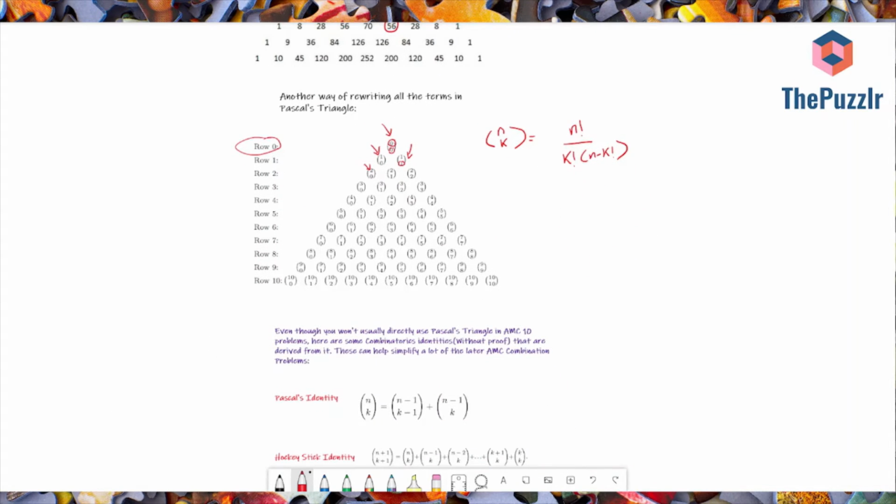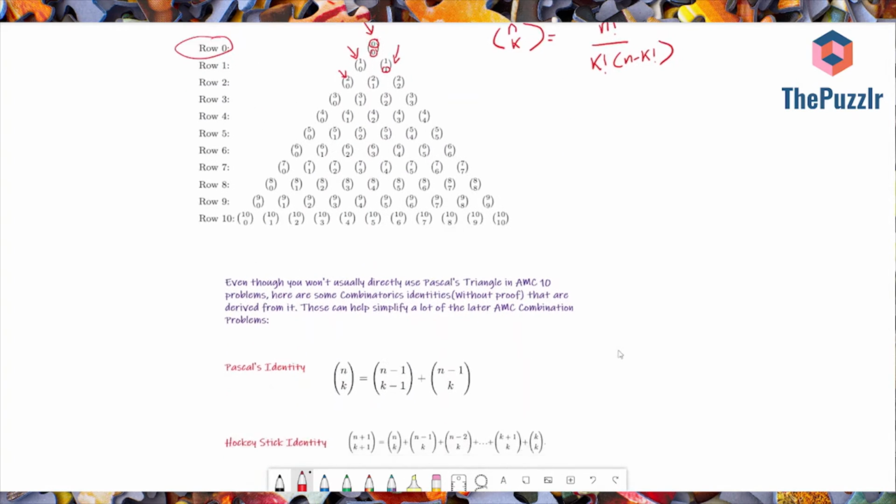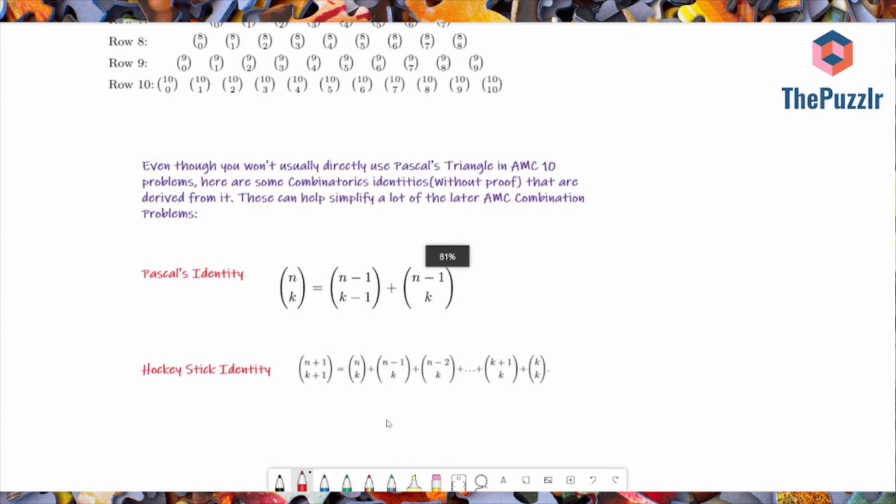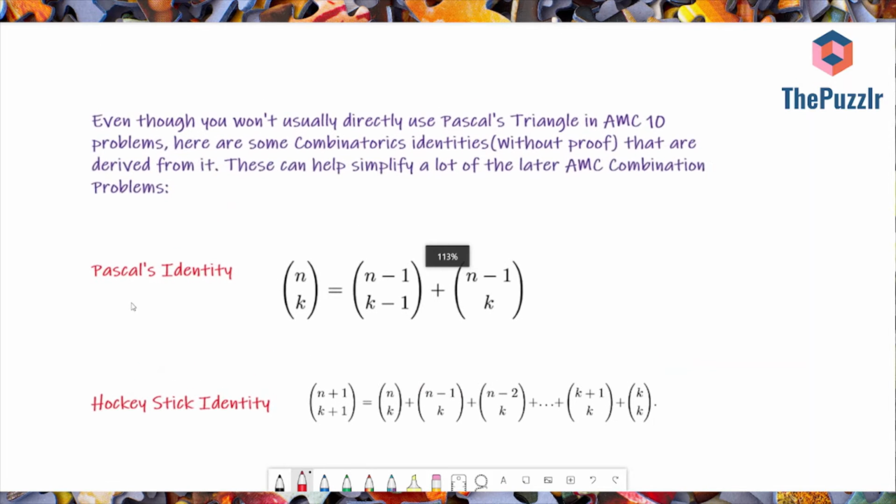Even though you won't usually directly use Pascal's triangle in AMC 10 problems, here are some identities without proof that are derived from it. And these can help simplify a lot of the later AMC combination problems. So this won't really appear in the first 15 problems, but really in the last 10, these can really help you out. Especially when the point is to use these identities, it's very hard to do it any other way. So Pascal's identity states that n choose k is equal to n minus 1 choose k minus 1 plus n minus 1 choose k.